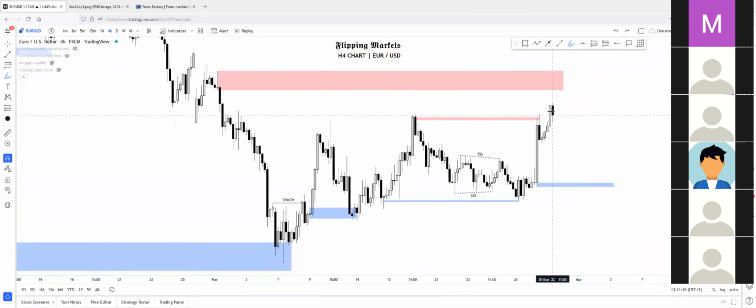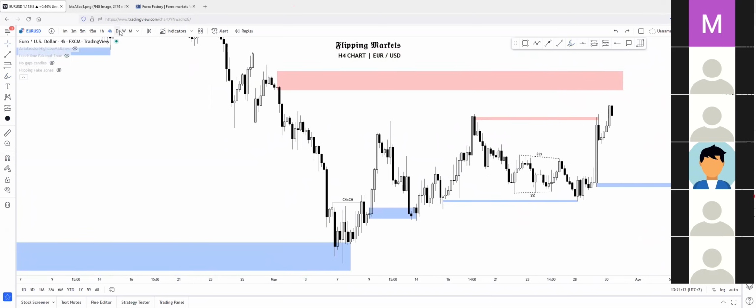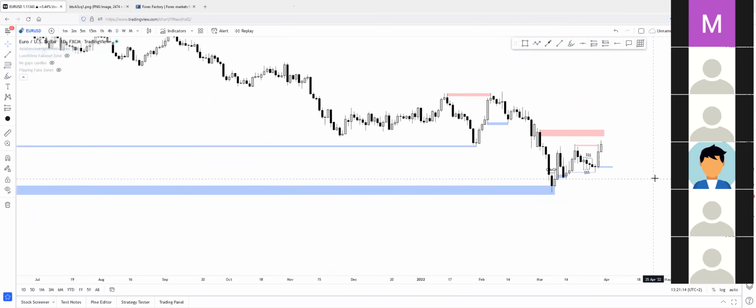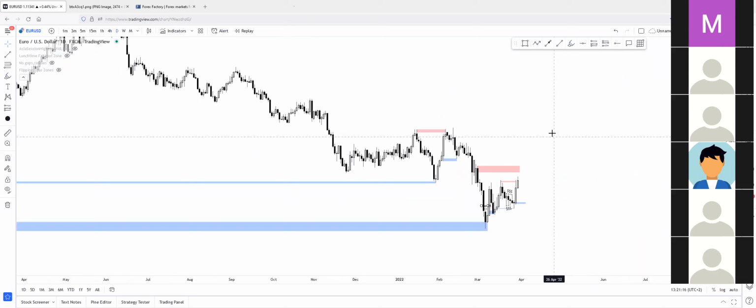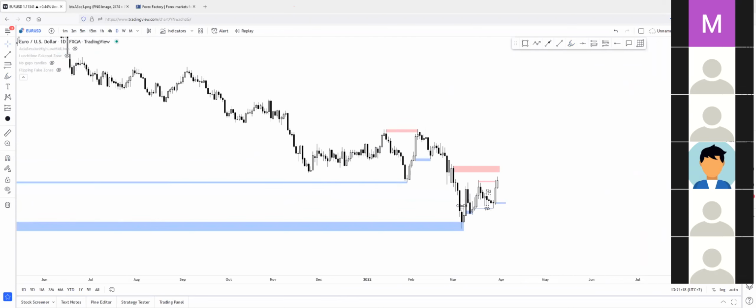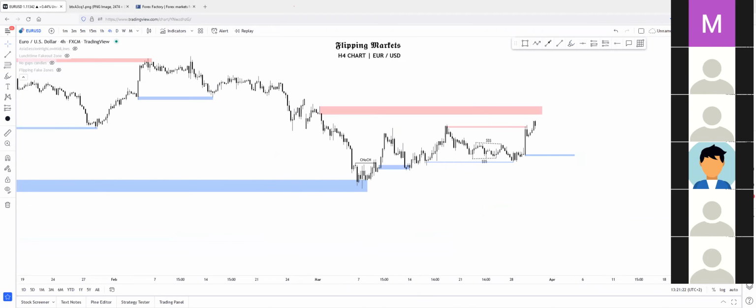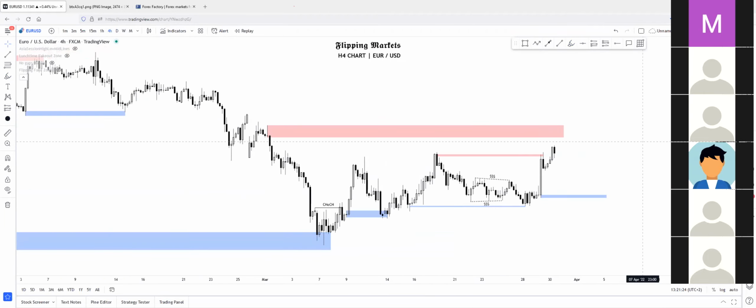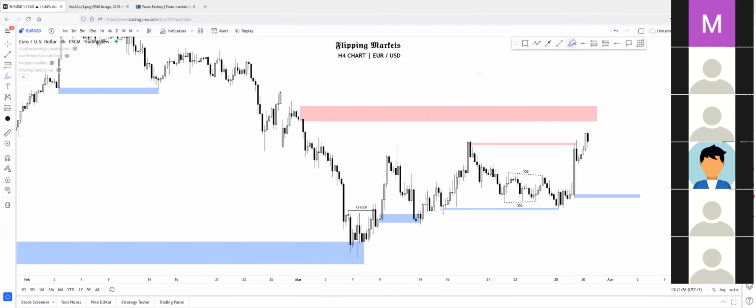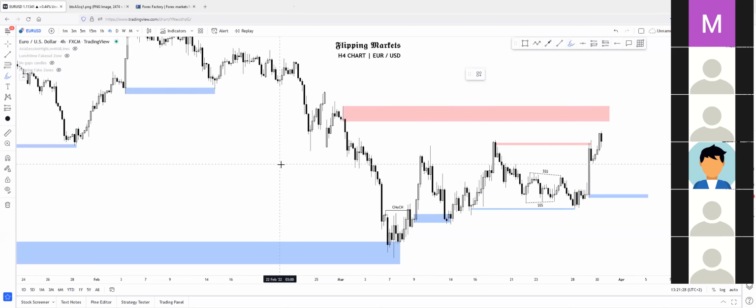because the overall higher time frame structure, let me just switch to the daily chart, the overall higher time frame structure is still bearish, extremely bearish. And as you can see, this zone, let me just switch back to the 4-hour chart, this zone is the last recent valuable zone that we care about. This is the last recent 4-hour zone that has created a swing low break.